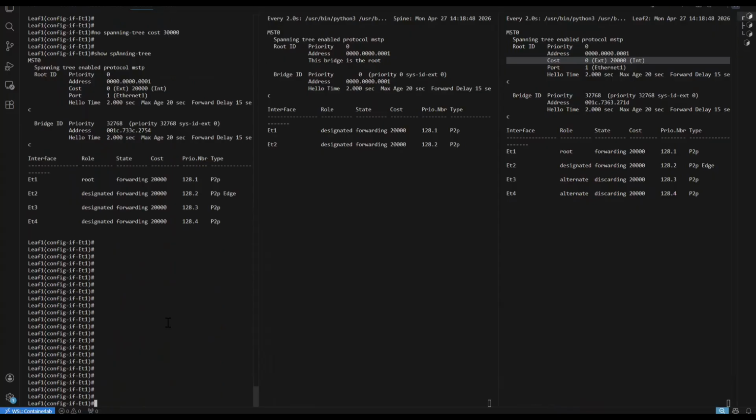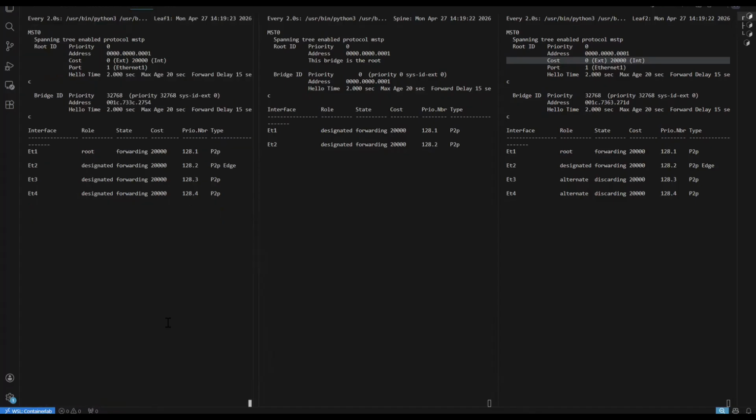So the next deciding factor is the bridge ID. I'm going to watch diff show spanning tree. Now I'm going to make the change on leaf 2. Right now ED3 and ED4 on leaf 1 are designated because again the default is MAC address.